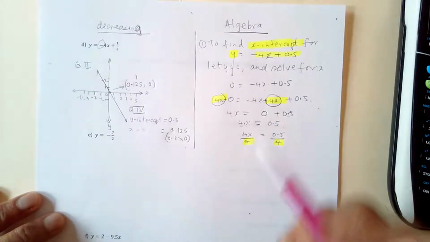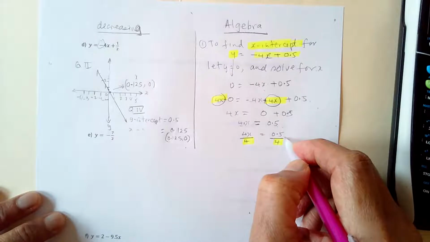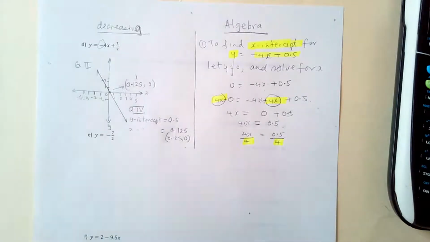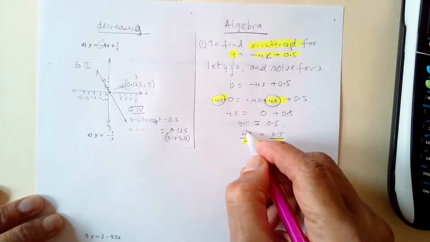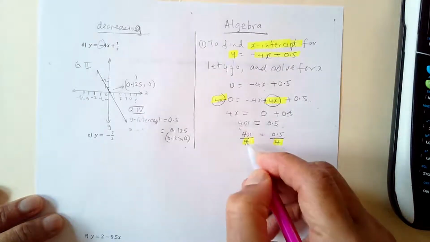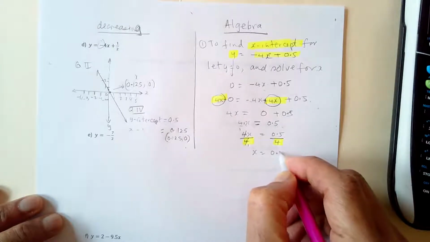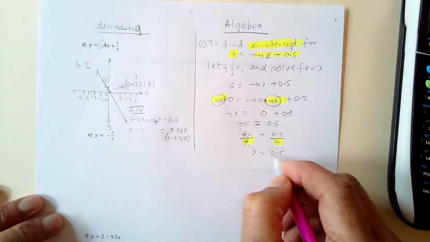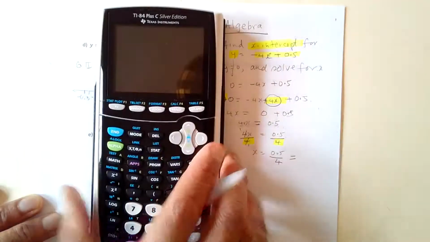So remember, whatever you do on one side of the equation, you must do on the other side, because you need the balance. You have to keep the balance going. If you don't, then it will be imbalanced. It wouldn't be equal anymore. So 4 divided by 4 is 1. So we have x is equal to 0.5 divided by 4, which will give us, and we'll calculate it here.